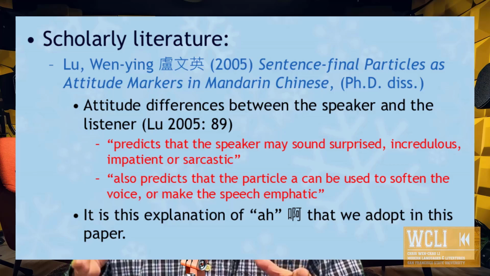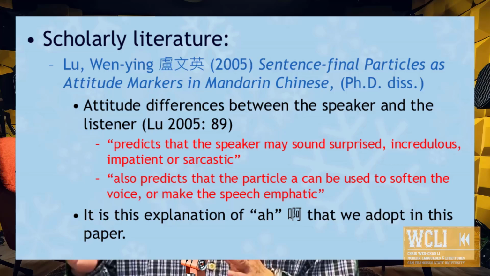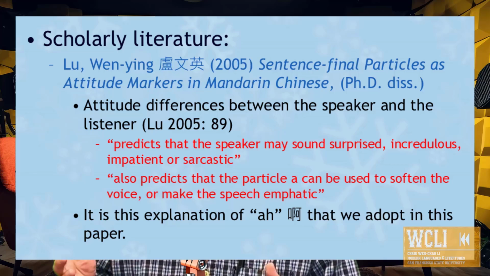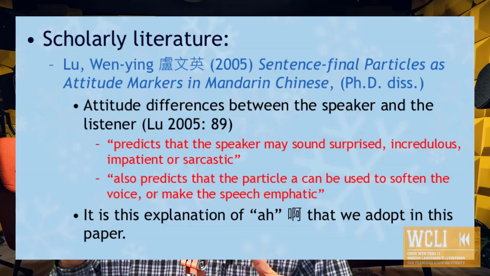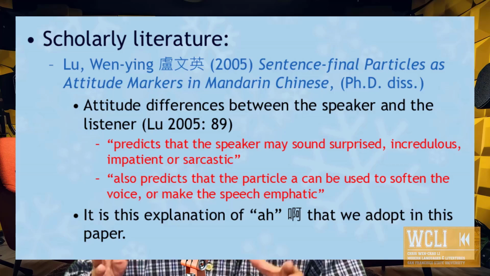Which is why Wen-yin Liu goes on to say that describing 啊 as denoting an attitude difference between the speaker and the addressee predicts that the speaker may sound surprised, incredulous, impatient, or sarcastic. It also predicts that the particle can be used to soften the voice or make the speech emphatic. So this is a range of very different functions, but what unites them is that they indicate an attitude difference, a difference of attitude between the speaker and the addressee. And it is this explanation of 啊 that we will be adopting in this video.